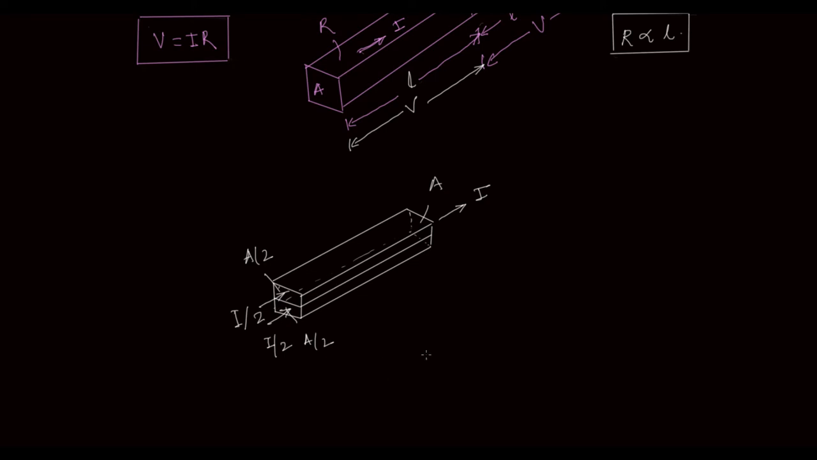Now what happens, the voltage remains the same, let me change the color, so the voltage remains V in both of them. Now if I look at the upper half of the sliced conductor, the voltage V remains the same, but the current I becomes I by 2. Earlier, for the whole conductor, it was V upon I is equal to R. Now here, what has become?